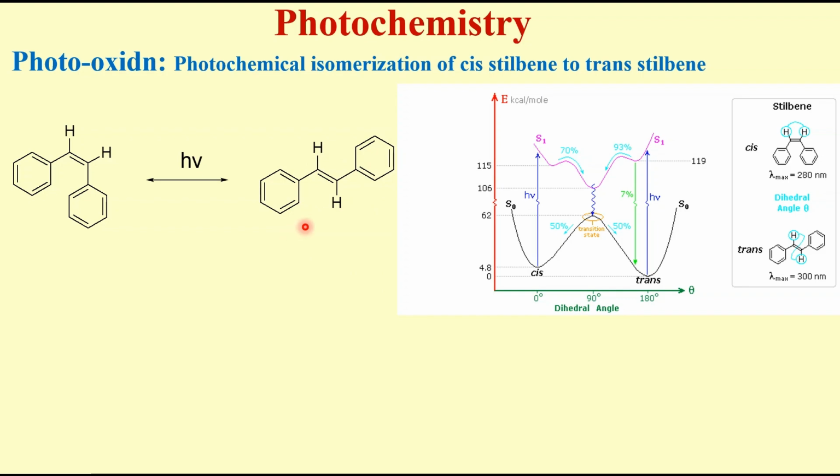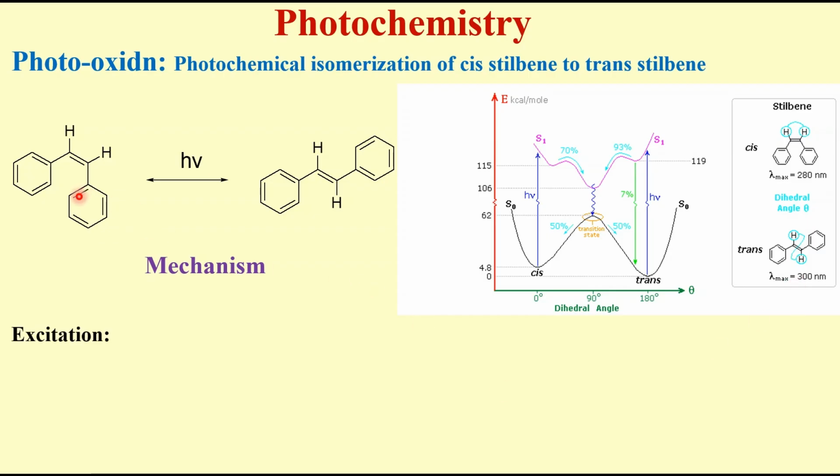Trans isomer also can get converted into cis in the presence of light energy, but it requires a wavelength of light a little higher than the cis isomer, that is 300 nanometer. How does this reaction occur? Let us look into the mechanism.